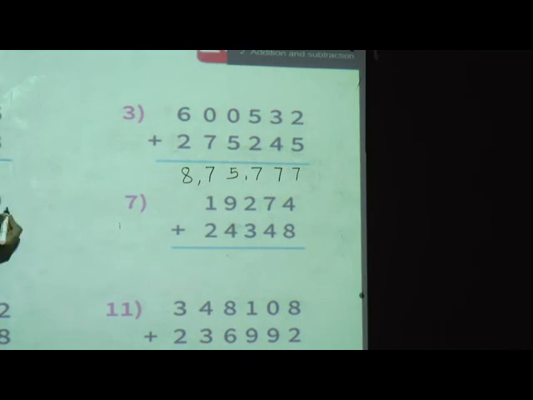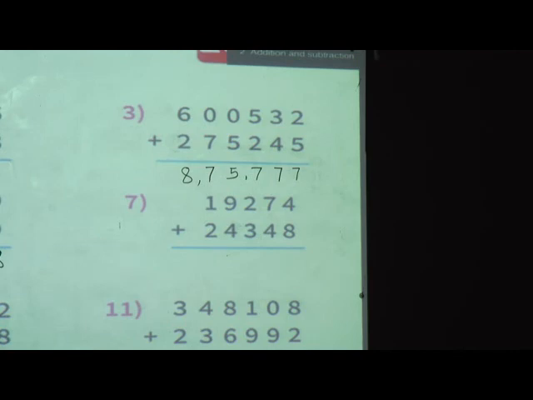Because here one 5-digit number is there and one 4-digit number is there. Okay? So I will solve this one. 9 plus 9, 18. So I will write 8 here. 1 will carry to 10's place. Now 1 plus 0, 1 only. And 1 plus 8, 9.